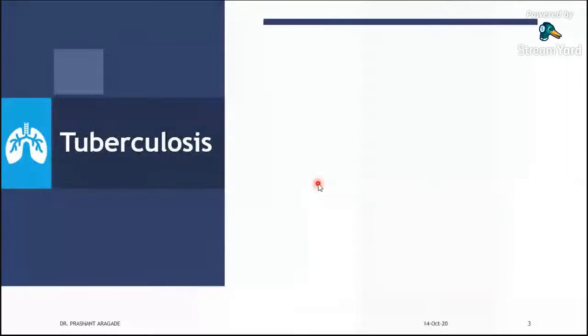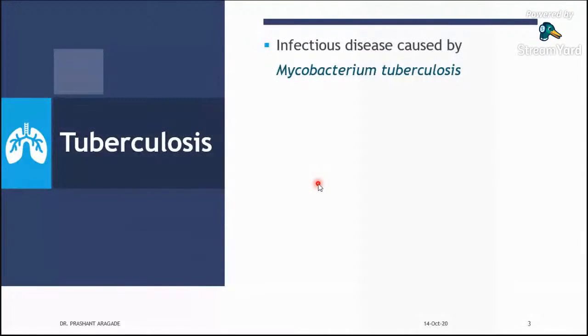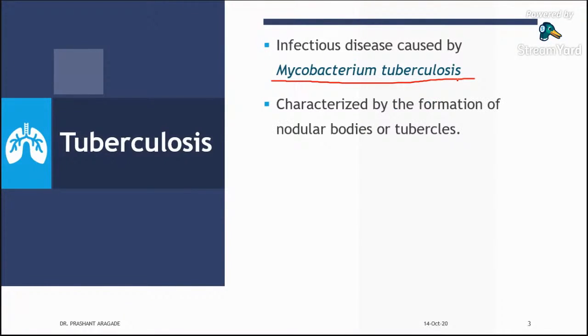What do you mean by tuberculosis? Tuberculosis is nothing but an infectious disease caused by one of the acid-fast bacteria, named Mycobacterium tuberculosis. It is characterized by the formation of nodular bodies or tubercles within the lungs. I will show you the figure of how these microorganisms affect the lungs on the next slides.